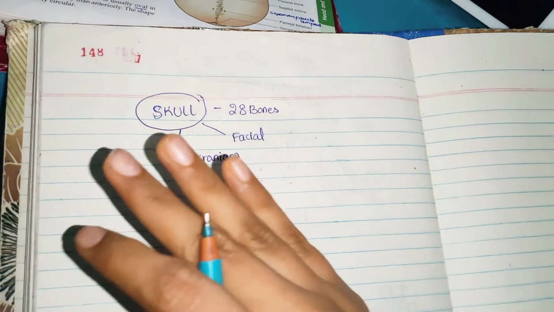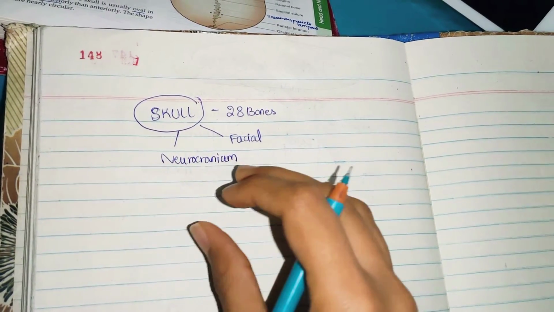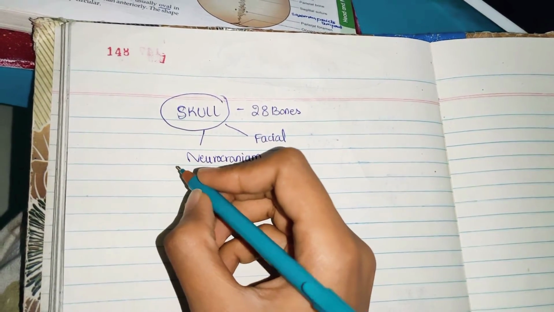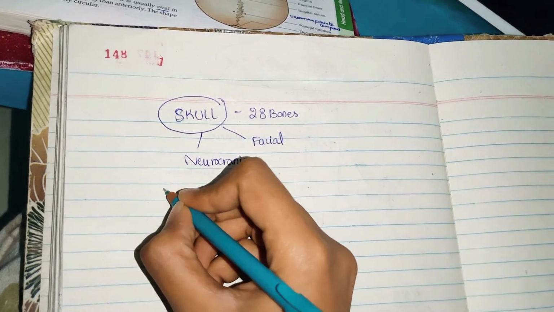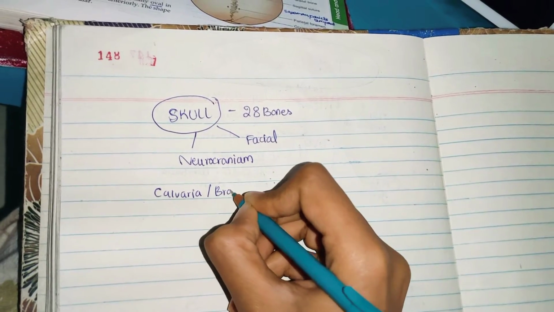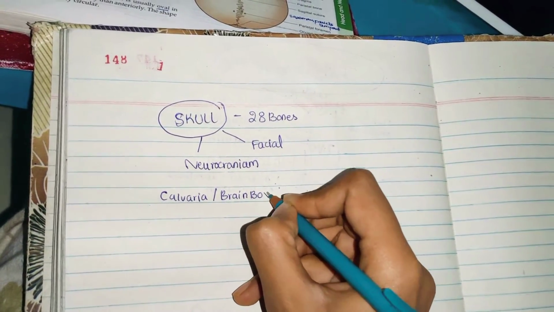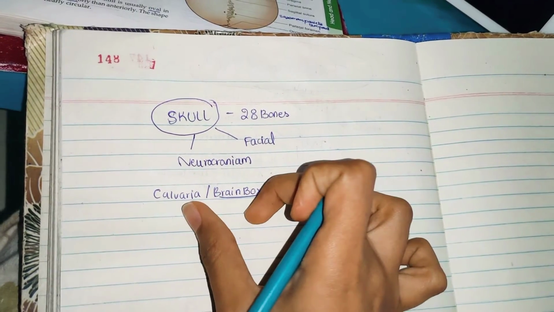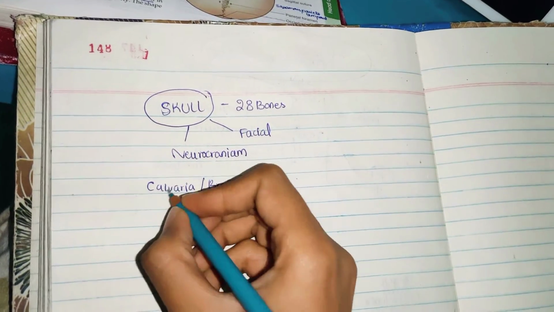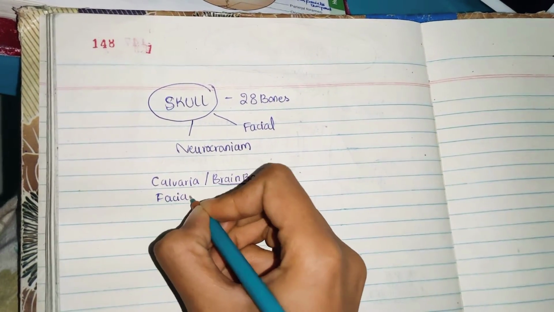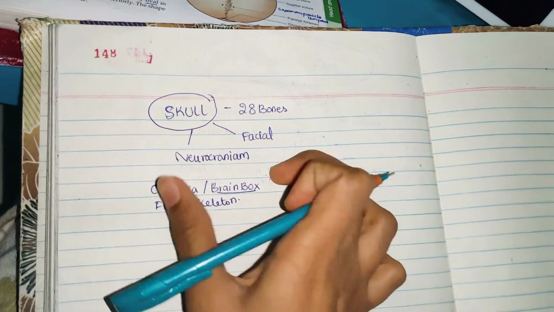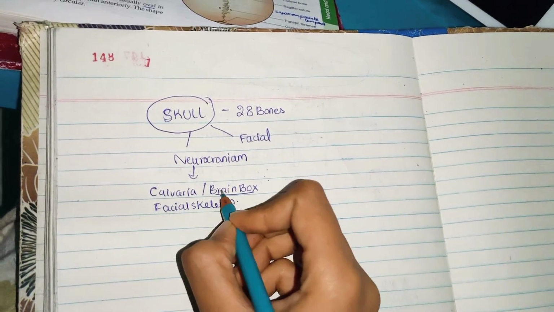So before that we need to understand what is the subdivision of these bones, which are paired, which are unpaired. So first we'll start with the calvaria. So actually the skull is divided into calvaria or brain box. So what is a calvaria or brain box? In which actually our brain is sitting, so that's why it is a brain box. It is the upper part of the cranium which mainly encloses the brain. And the next one is the facial skeleton.